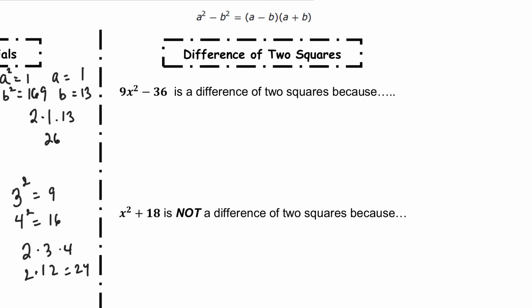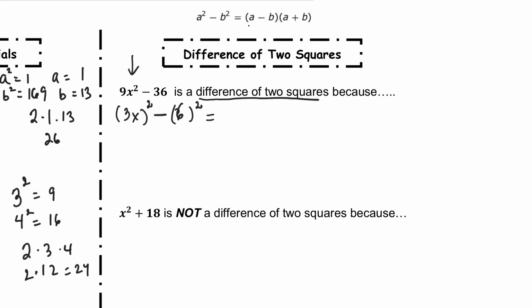Next, we have a difference of squares. We do know that this is a square. In fact, if I were to rewrite it, this would be 3x raised to the second power minus 36, which is the same thing as saying 6 raised to the second power. And that's why it's called difference of two squares, because the first square is 3x raised to the second power, and the second square is 6 squared.